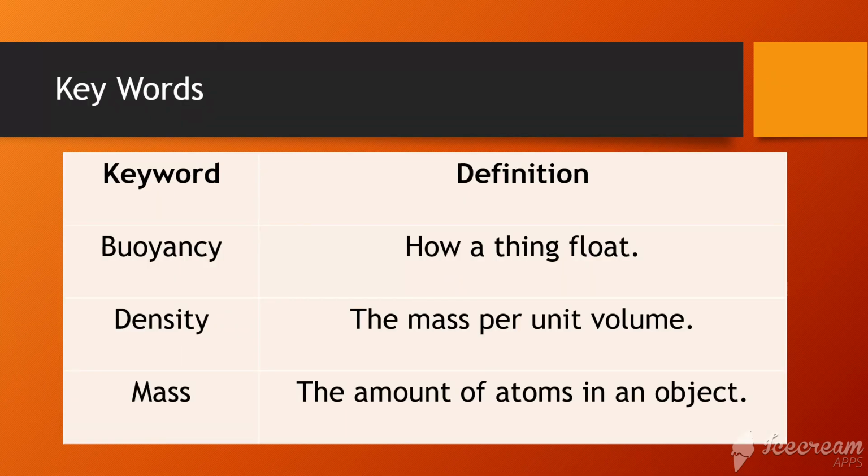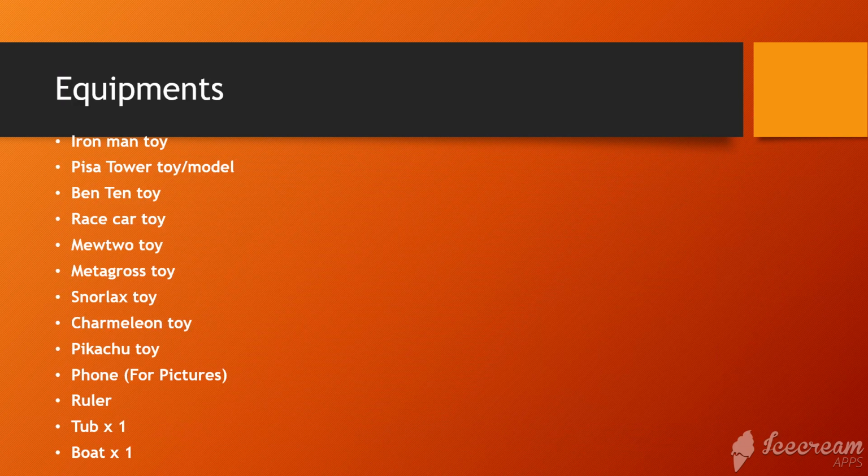So these are our key words. Buoyancy is how a thing floats, and density is the mass divided by volume, and mass is the amount of atoms in an object. So these are our equipment. We have an Iron Man toy, a Pizza Tower toy, a Ben 10 toy, a race car toy, a Mewtwo toy, a Metagross toy, a Snorlax toy, a Charmeleon toy, a Pikachu toy, a phone. The phone is used for pictures and recording, and a ruler for measuring, and a tub, and a boat.